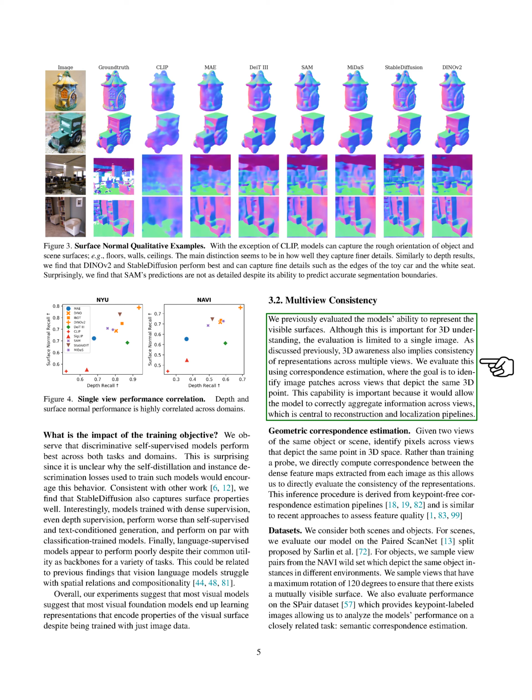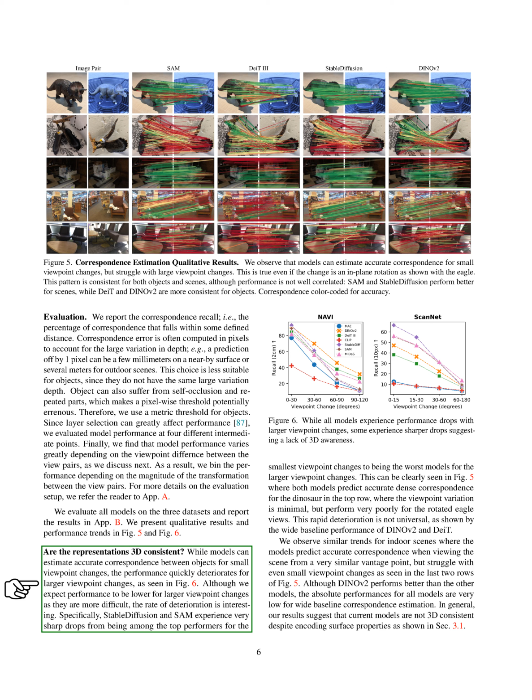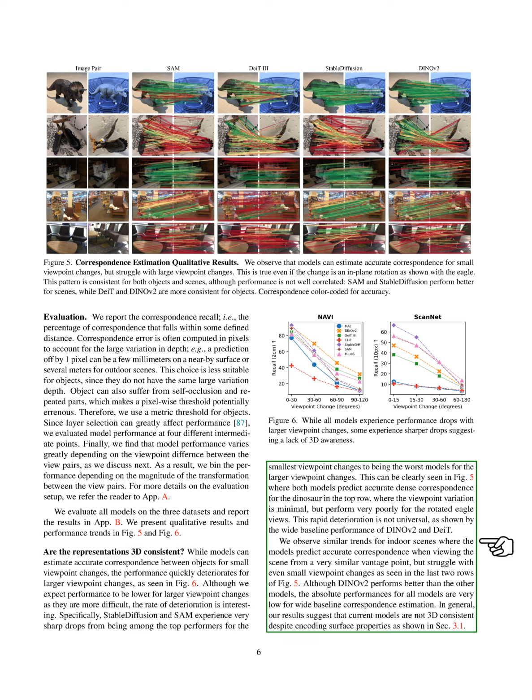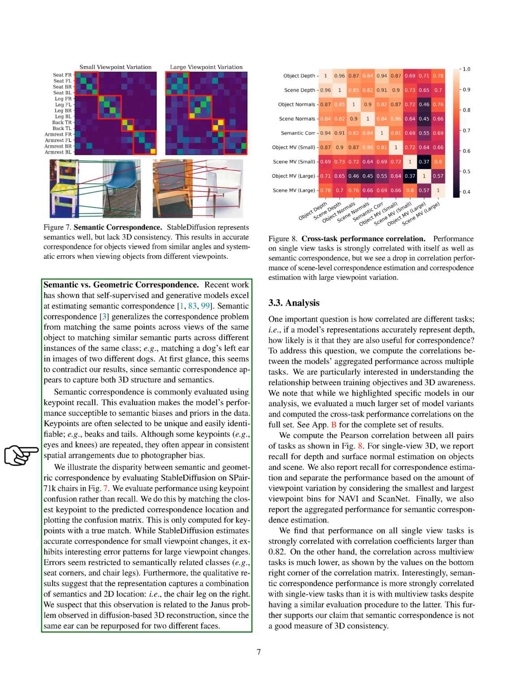We also evaluate the model's ability to maintain consistency in representing visible surfaces across multiple views using correspondence estimation. We find that while models can estimate accurate correspondence for small viewpoint changes, their performance deteriorates for larger viewpoint changes. Current models are not consistently 3D aware despite encoding surface properties. Semantic correspondence, which matches similar semantic parts across different instances of the same class, may capture both 3D structure and semantics, but it is susceptible to semantic biases in the data.